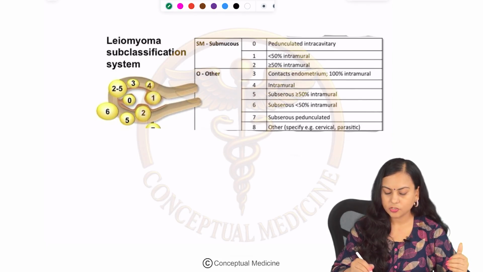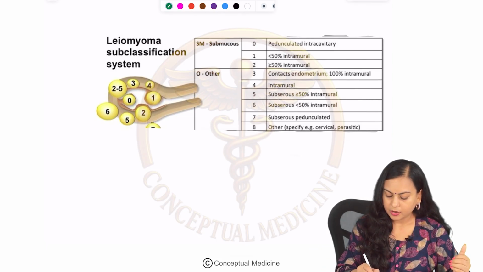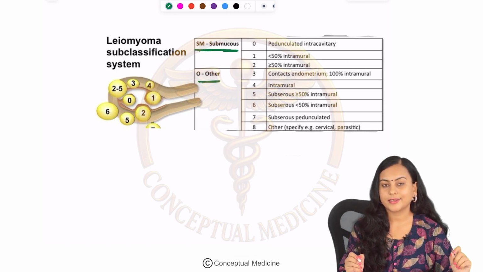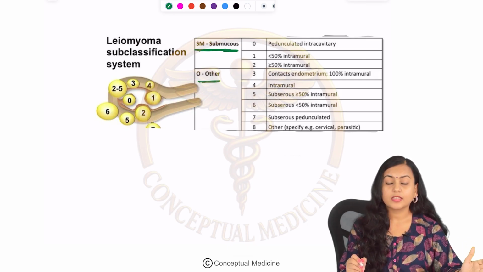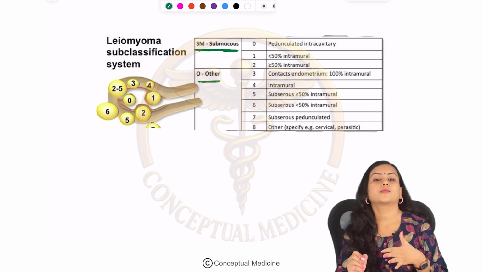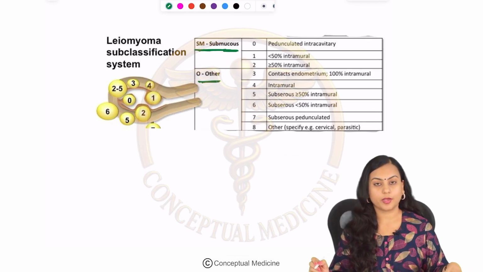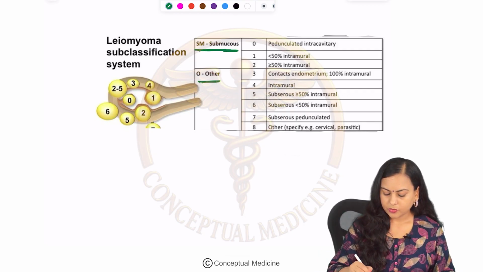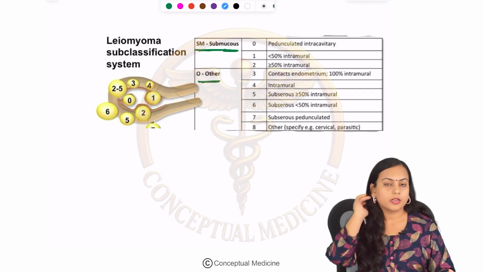There is a subclassification system for leiomyoma where it will be submucous leiomyoma, and you have other types of leiomyoma that is represented by the letter O. Submucous leiomyoma is represented by the letter S. The submucous leiomyoma has this importance because this is the most common type of leiomyoma that is going to cause infertility, right? So you have to see, this is not at all tough.